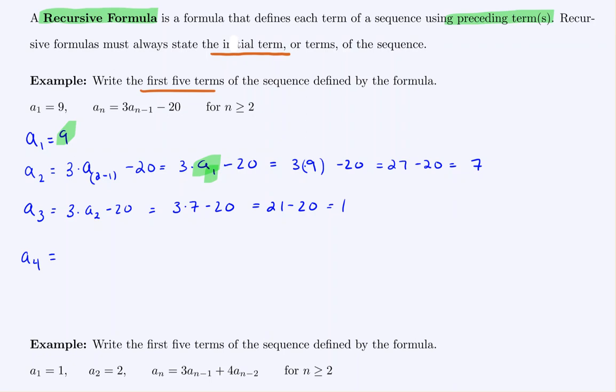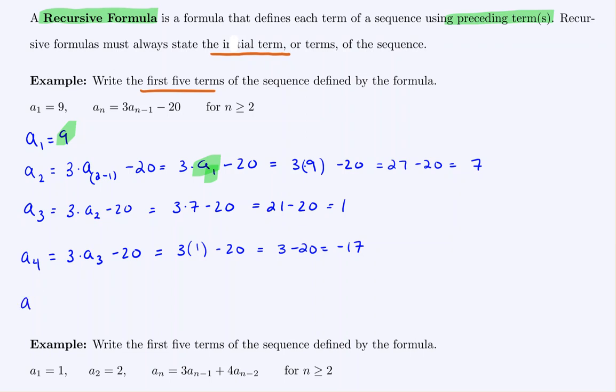Now how would I find the fourth term? I would say 3 times the previous term, so 3 times 1 is 3. Minus 7 gives me negative 4. Or you could go through the formula, 3 times the previous term, minus 20. What is the previous term? It's 1. So 3 times 1 is 3, minus 20 is negative 17, would be our answer. Sorry, when I was verbally describing it, I got the numbers mixed up, but you could think 3 times the previous term of 1 is 3, minus 20 would give us negative 17.